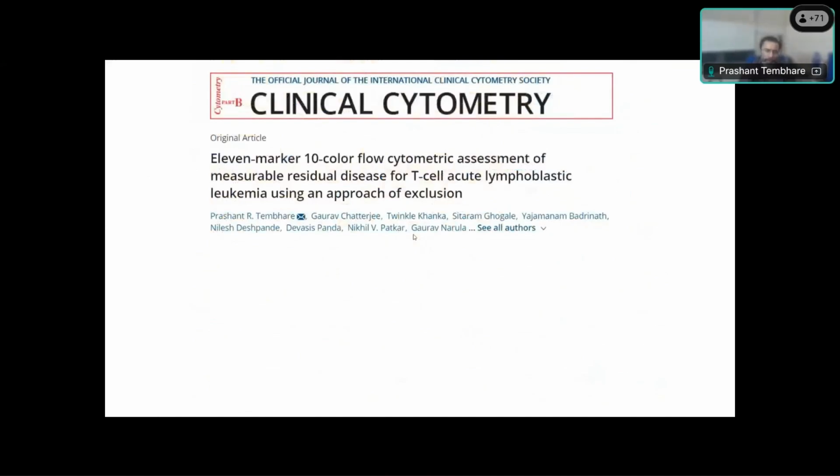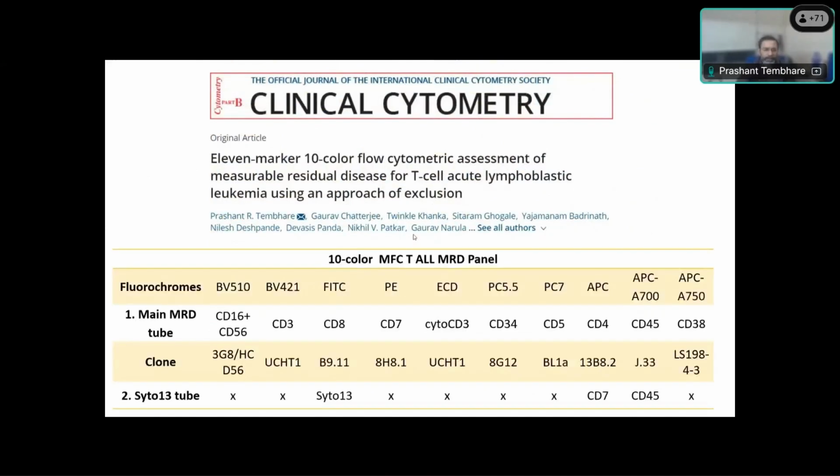Now, you can refer to this paper which we have published, and these are the different markers we use for T cell body monitoring. Now you can see there are almost 11 markers. Here you can see we have CD3, CD7, then we have CD34, which is a stem cell marker. We have CD5, another T cell marker.